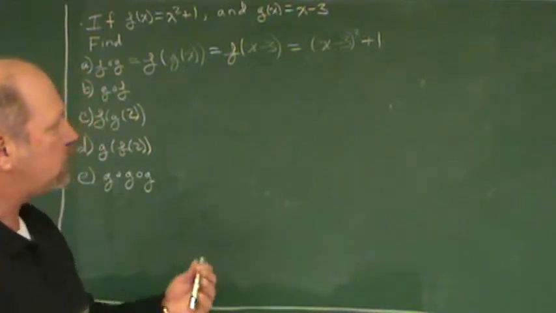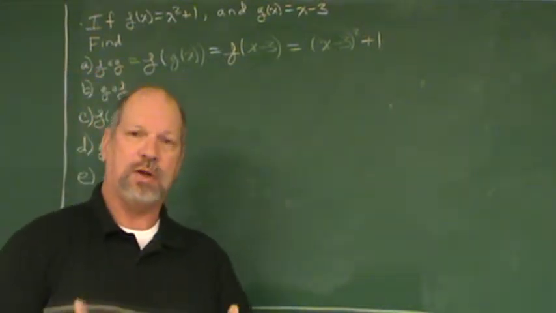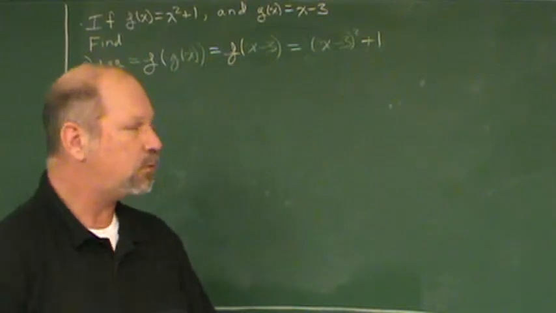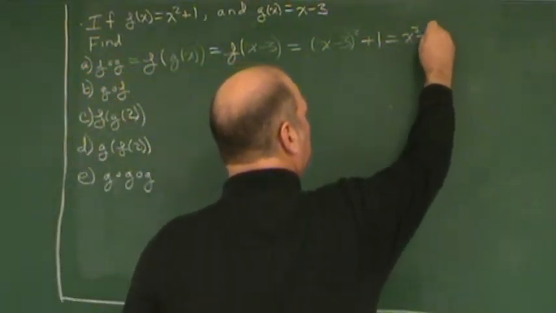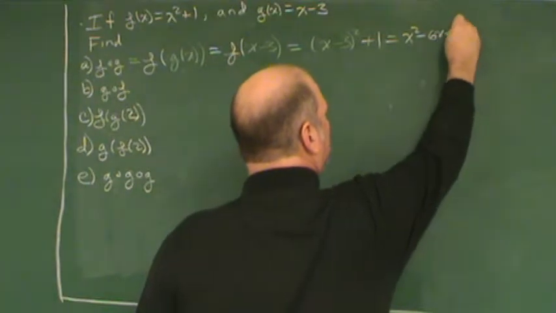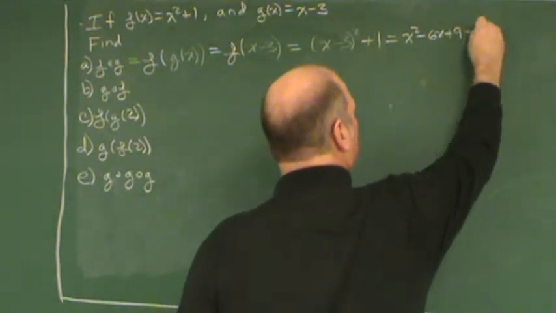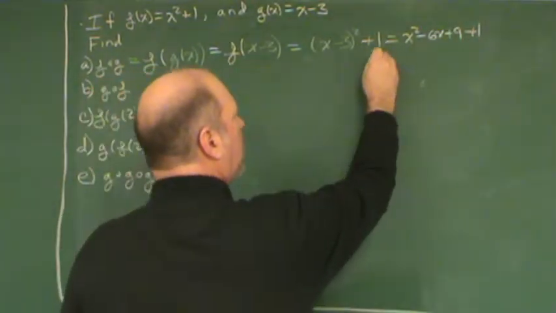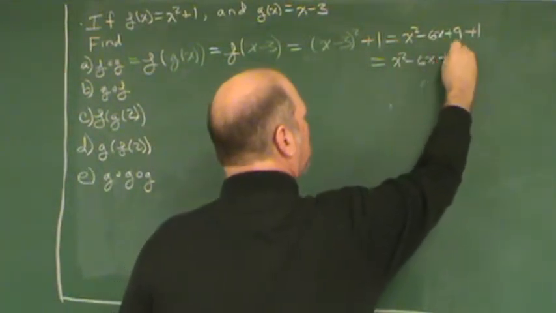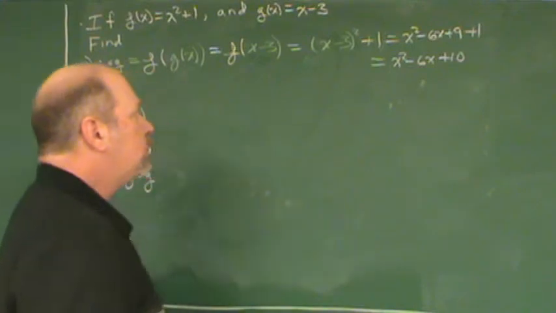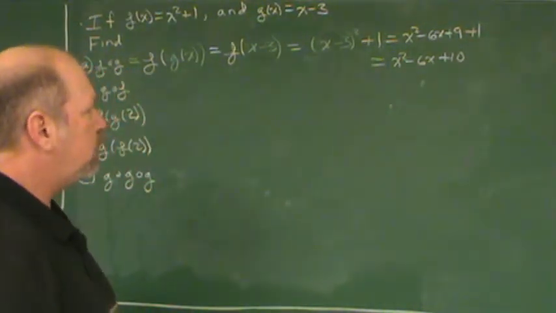Now, x minus 3, quantity squared, if you remember, that means x minus 3 times x minus 3. When you square that out, you'll get x squared minus 6x plus 9, and then we still have the plus 1 on there. Combining like terms gives you x squared minus 6x plus 10. So there is f composed with g.